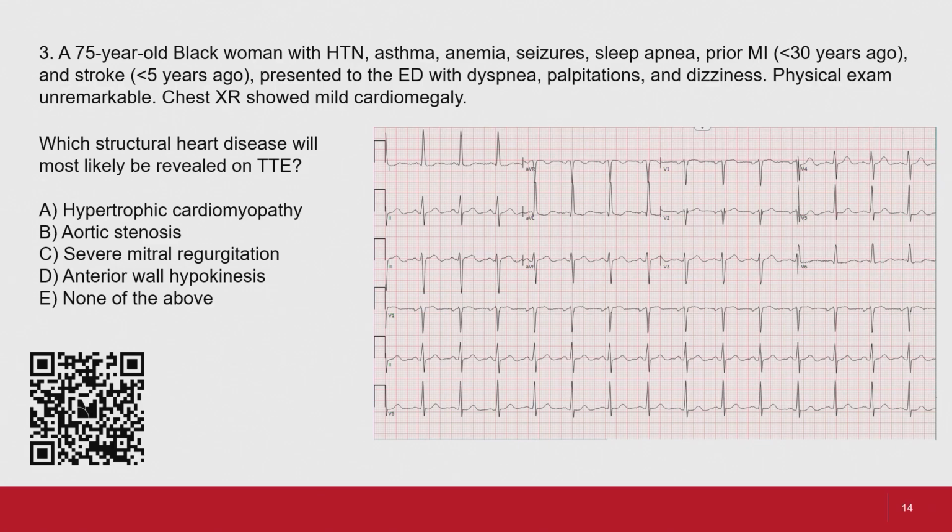75-year-old black woman with hypertension, asthma, anemia, seizures, sleep apnea, prior MI and stroke, presented to the ED with dyspnea, palpitations, and dizziness. Physical exam, unremarkable. Chest x-ray, mild cardiomegaly. Which structural heart disease, if any, will most likely be revealed on TTE?